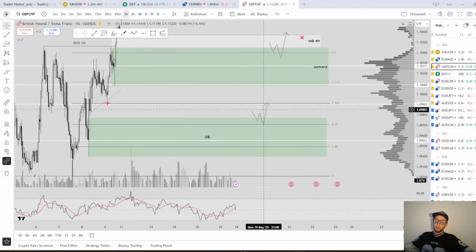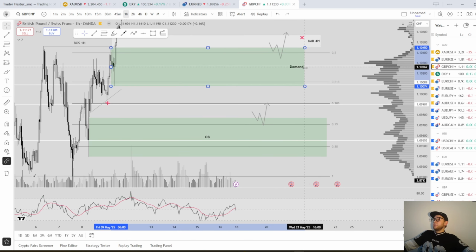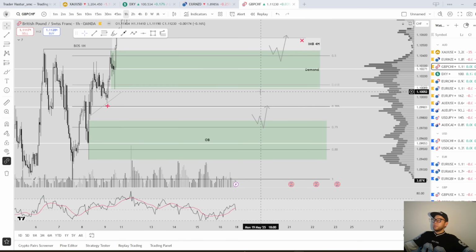Here a reversal is also possible when we grab this demand zone, because there are also stop losses here, and it's also possible to mitigate this order block. For today, that's it.